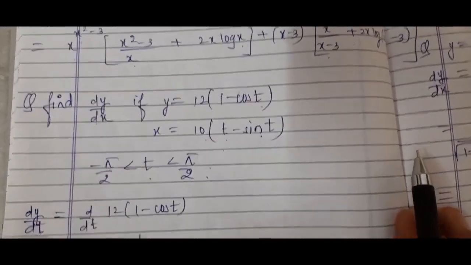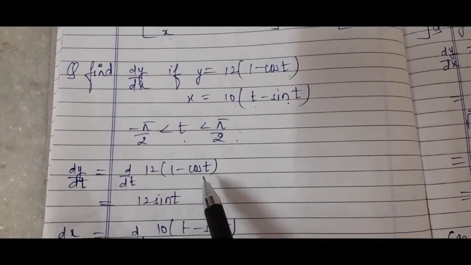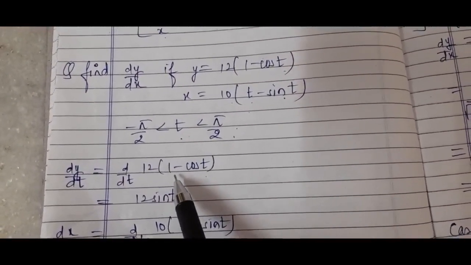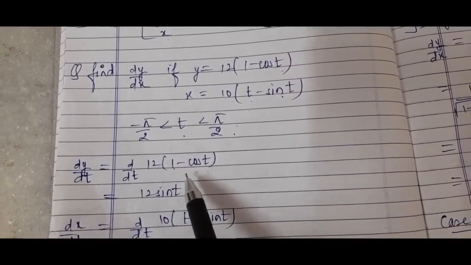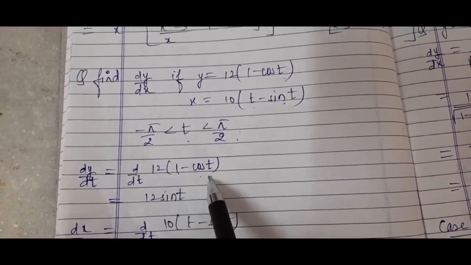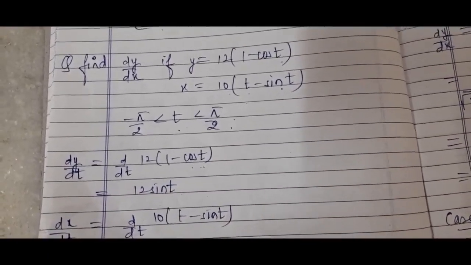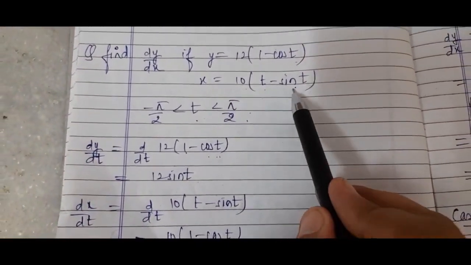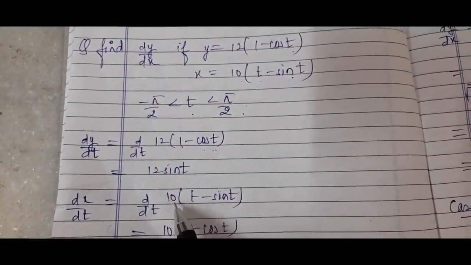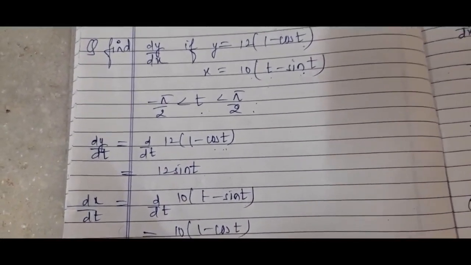Okay, so differentiating with respect to t, we get dy by dt equal to d by dt of 12 into 1 minus cos t. That is, differentiation of the constant will give 0 and of cos t is minus sin t. So multiplying by 12, we get 12 sin t. So dy by dt equal to 12 sin t. Next step, differentiate the variable x with respect to t and we get dx by dt equal to d by dt of 10 into t minus sin t, that is 10 into 1 minus cos t.